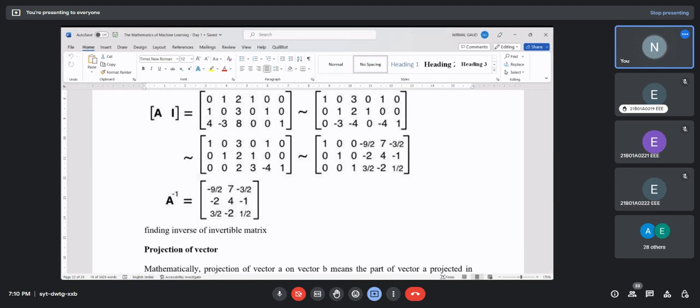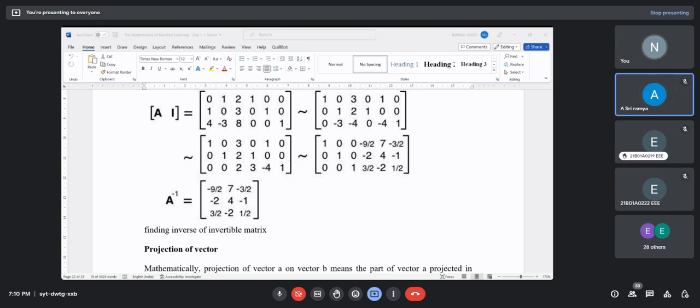Do you got the point or not? Please let me know. Okay, do you got this thing? Ramya? Yes, sir, we got it, sir. Okay, what about other students?